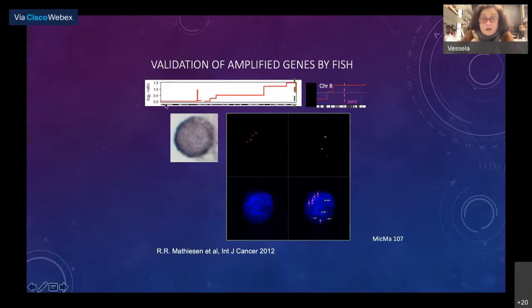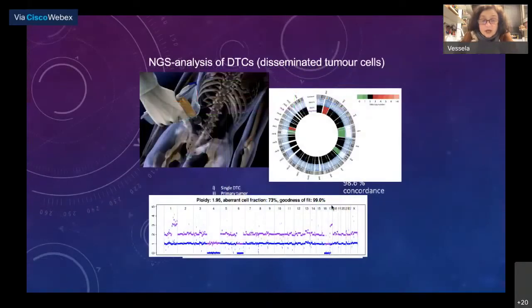Also, for those that we found there is amplification in this single cell, so remember, you just have template from one cell, we were also able to go with FISH and design the sufficient probes to actually show that what we see amplified at the DNA level is also amplified in the nucleus. So I will give a couple of examples of such disseminated cells that were found in the different patients.